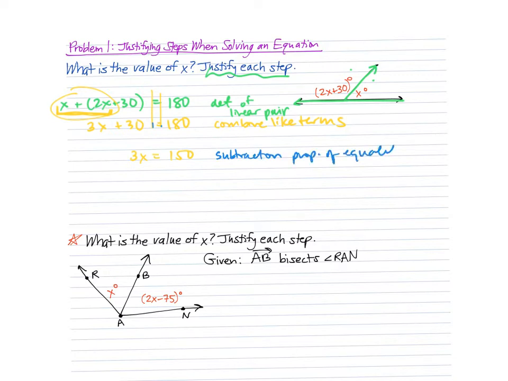Okay, so when you see these proofs on the homework, you won't see the minus 30. You'll just see that they subtracted 30 from both sides. So this is the subtraction property. You don't show that when we're doing this.